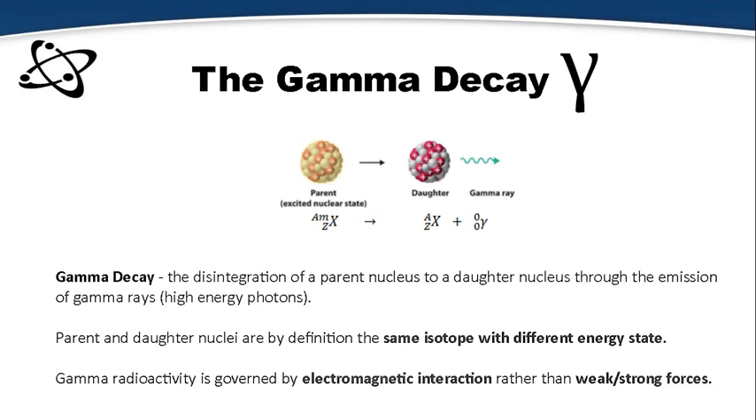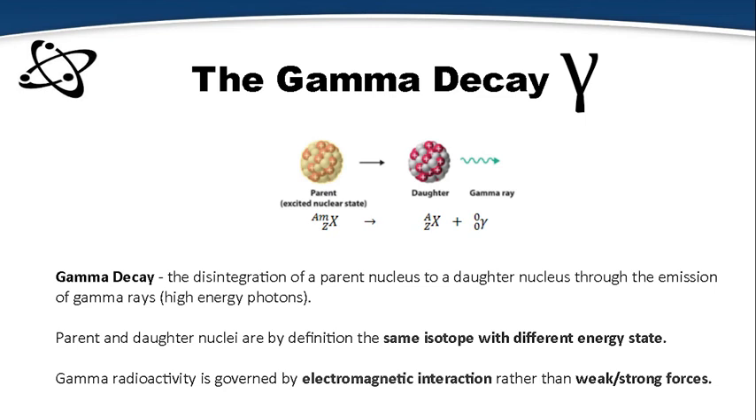Gamma radioactivity represents the disintegration of a parent nucleus to a daughter nucleus through the emission of a high energy photon ray. In this diagram, we can notice several key points about the gamma decay. First, gamma decays take place in an excited and unstable nuclide that is looking to stabilize by emitting gamma rays from its nucleus. By this definition, the process is not transmutation.